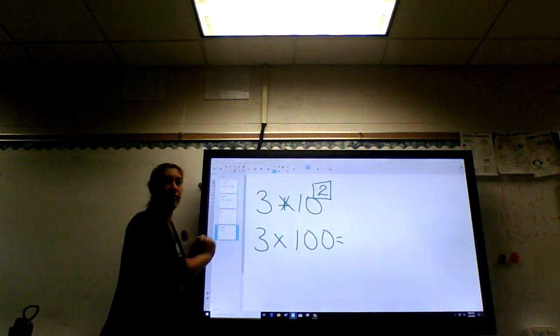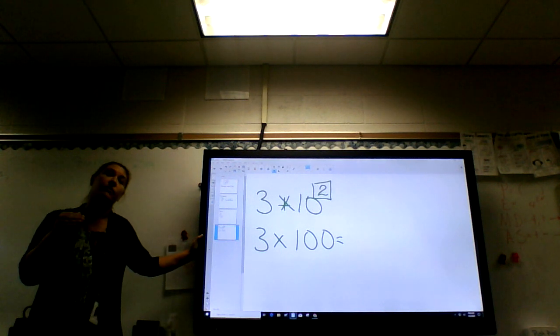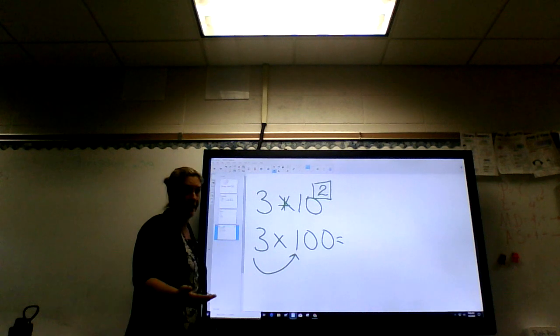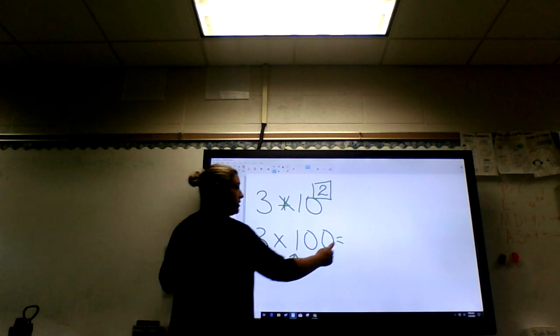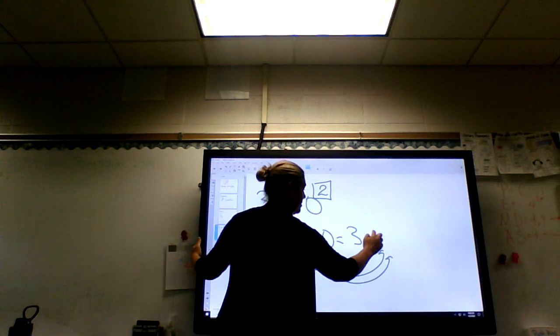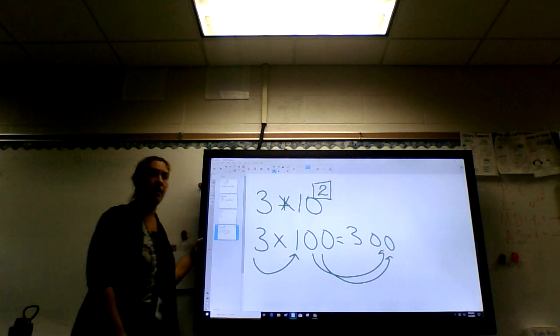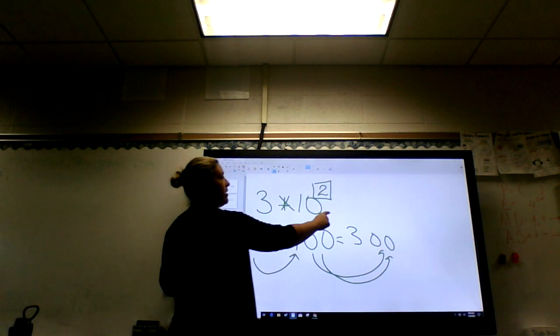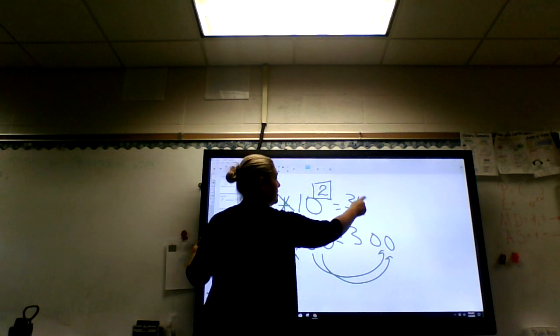And this should look familiar from Splash Learn. This builds on what we've been doing. So we can say, what is 3 times 1? Anytime times 1 is itself, 3. And then we can just slide those 2 zeros over. So 300. So 3 times 10 to the power of 2 is 300.